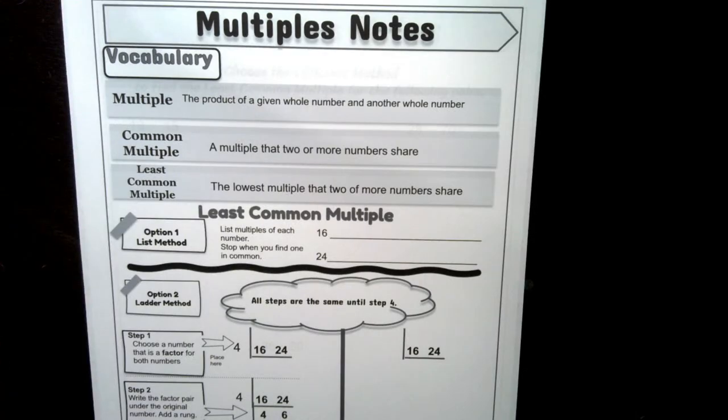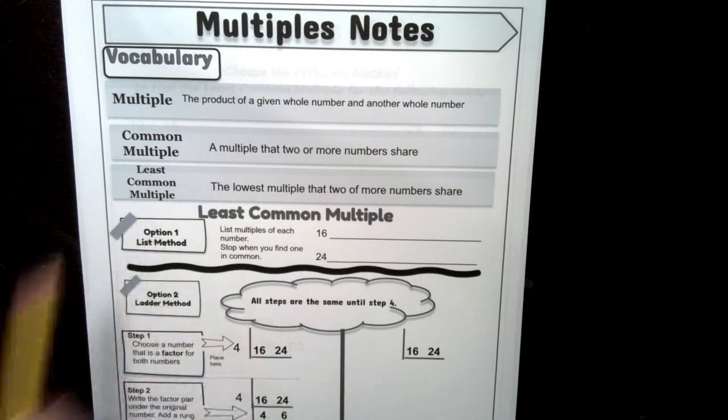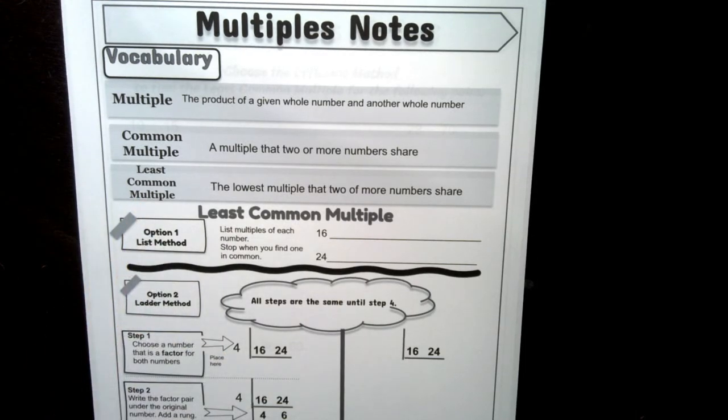A common multiple is a multiple that 2 or more numbers share. And finally, the least common multiple is the lowest multiple that 2 or more numbers share. Okay? We're looking for the least common multiple instead of the greatest common multiple because there is no such thing as a greatest common multiple. Multiples go on and on and on forever. There is never an ending.